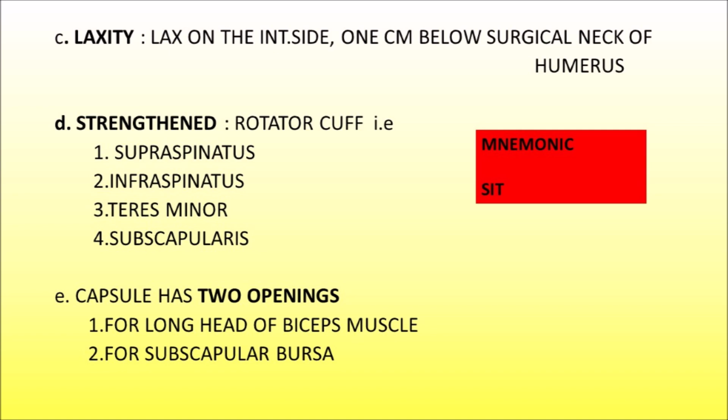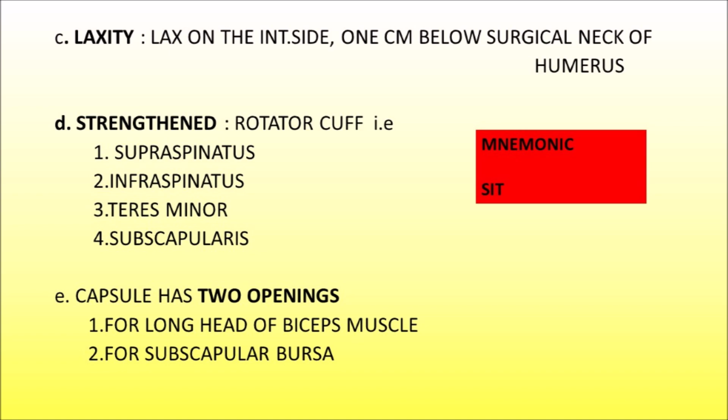Ligamentous laxity is a medical term for loose ligaments, which can lead to loose joints that bend more than usual. So in the case of the glenohumeral joint, the capsule is lax on the inferior side, which is 1 centimeter below the surgical neck of the humerus. It is strengthened by the rotator cuff. In order to remember all the muscles that make up the rotator cuff, remember the mnemonic SIT, where S stands for supraspinatus and subscapularis, I for infraspinatus, and T for teres minor.